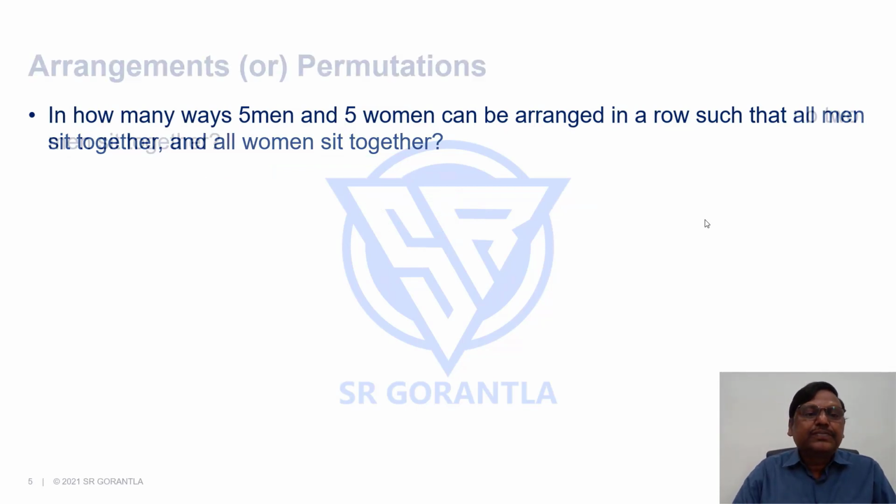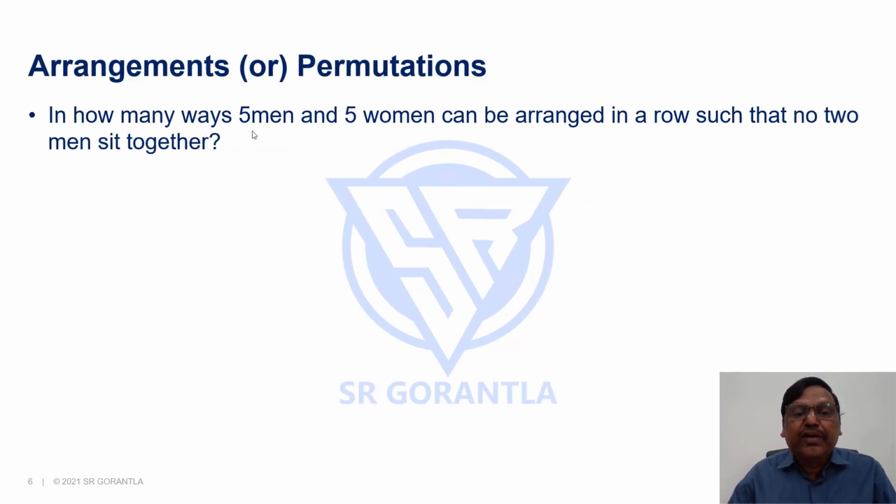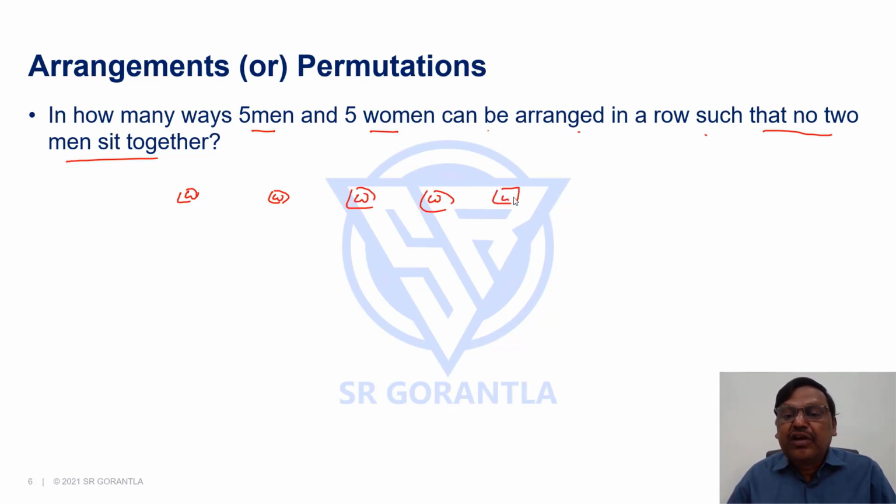Let's take up one more. In how many ways can 5 men and 5 women be arranged in a row such that no 2 men sit together? Men cannot sit together. Okay, first we'll take 5 women. 5 women can be arranged in how many ways? For women, there is no condition here. 5 women can be arranged in 5 factorial ways.